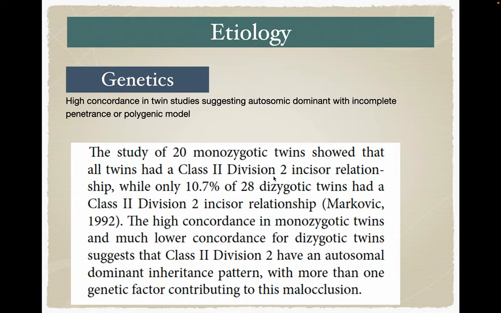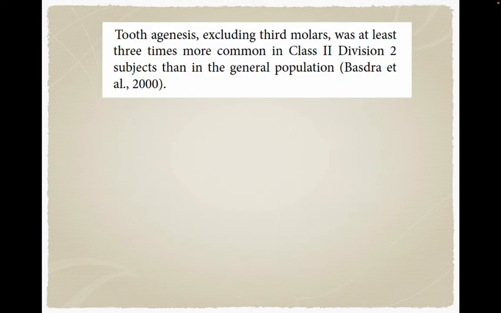So whenever you have identical twins where one has Class 2 Division 2, the other twin will have Class 2 Division 2. However, if the twins are non-identical, they found that only 10% of them will have Class 2 Division 2, which means that there is autosomal dominant inheritance, but there is more than one genetic factor responsible. So again, when you have monozygotic or identical twins, all of them will have Class 2 Division 2.